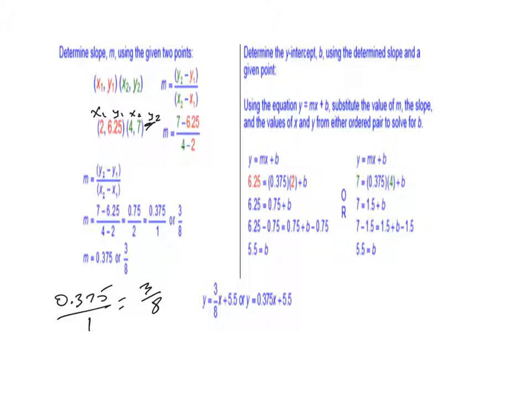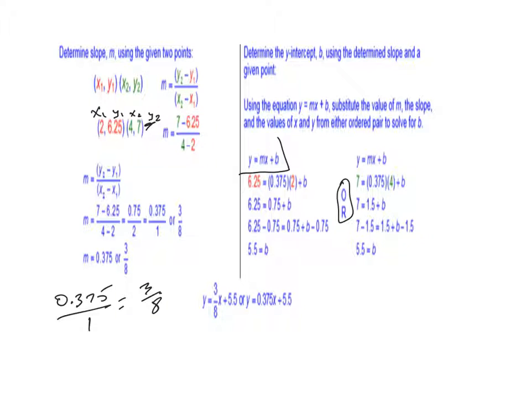Now, how do we determine what our y-intercept is? Well, just like we did previously, we will just take one of the points and plug them in the equation. Here we're going to show you both ways. Take one of the points, plug in the point for y, plug in the point for x, take our slope, and solve for b. So when we do that, let's take first 2 and 6.25. So that means this will be 0.375 times 2 plus b is equal to 6.25.